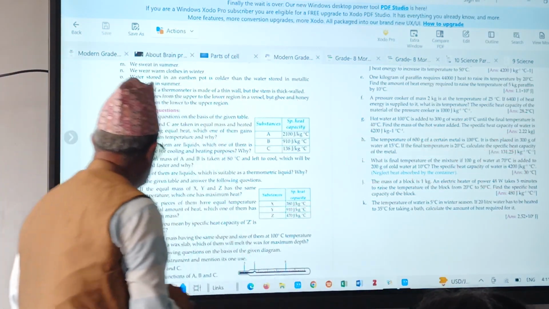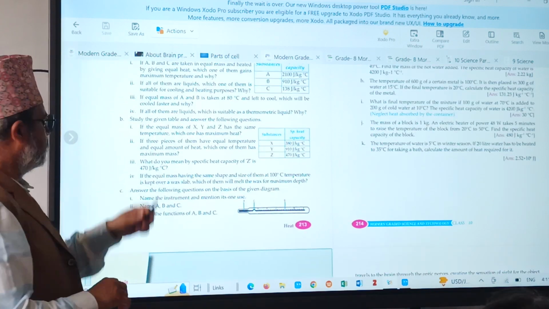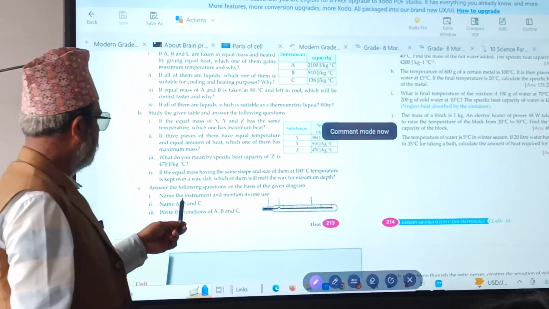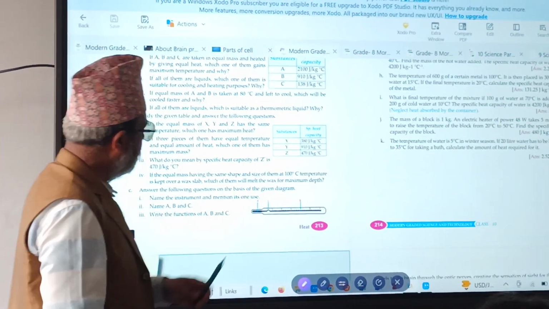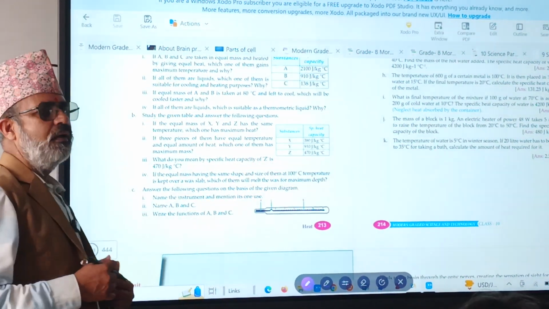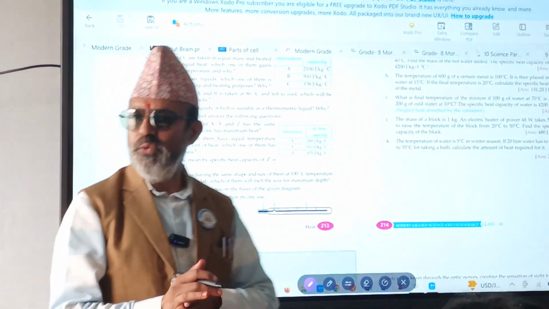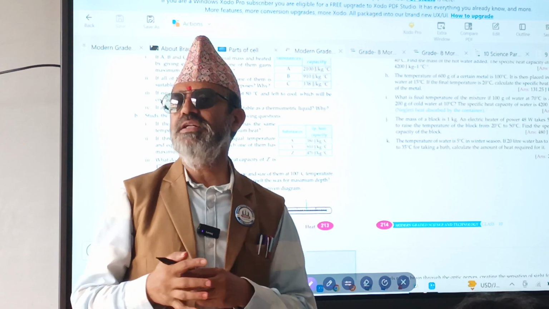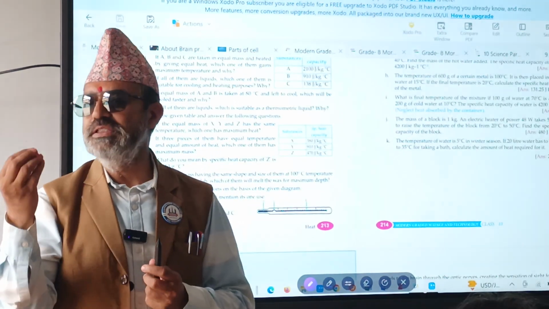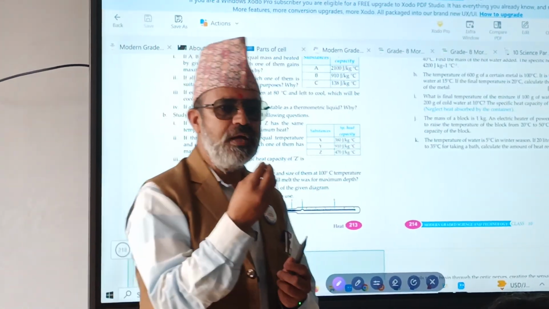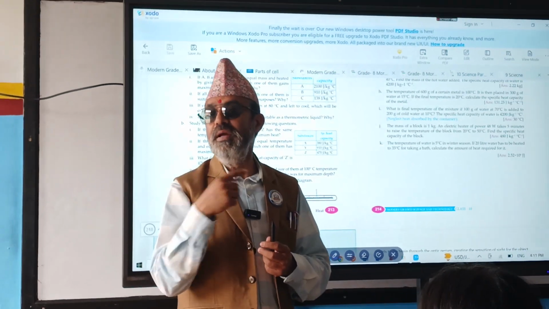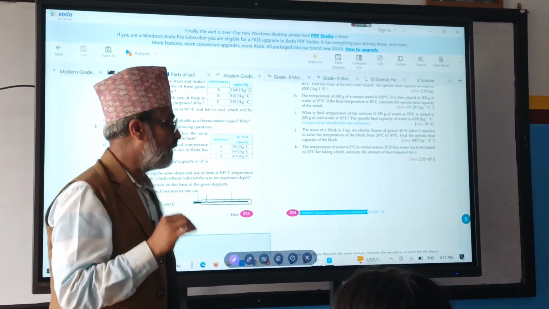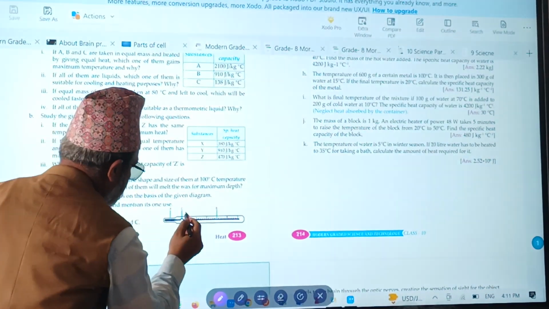Okay, now let's go to the next question. What does the question say? Please read here, children. Here is one instrument. What is the name of this instrument? Thermometer is okay, but if you say clinical thermometer it is better, because there are different thermometers, no? There is digital thermometer, there is infrared thermometer in the medical field, right? So, how to know whether it is a clinical thermometer or not?